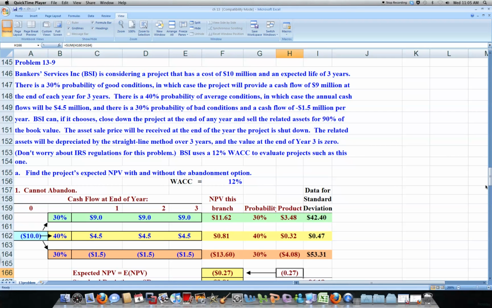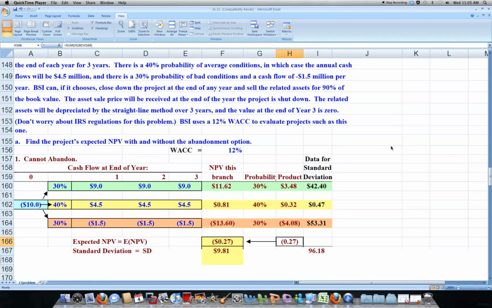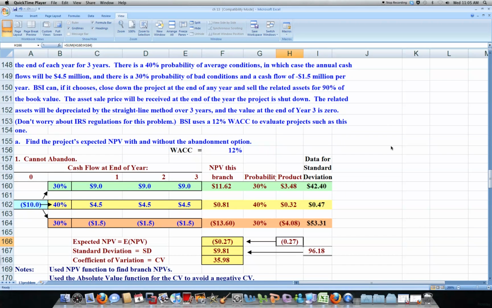If it chooses, it can close down the project in any year and sell the related assets for 90%. The related assets, we're going to use straight line. Okay, and we have a 12% weighted average cost of capital. Find the project's expected NPV with and without the abandonment option. Okay, let's look at the without.